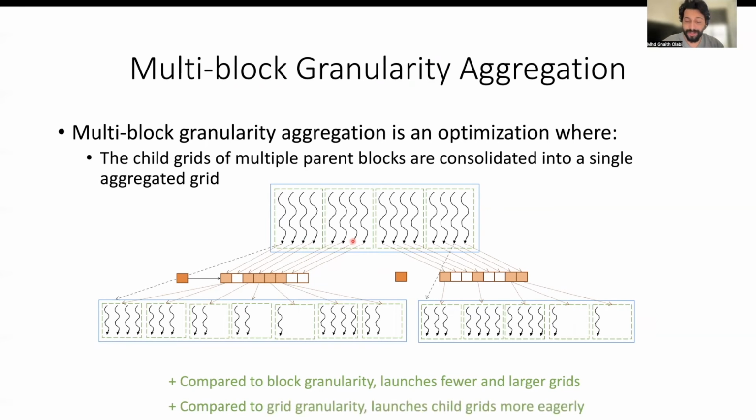When we compare it to grid granularity, this would launch the child grids more eagerly, because in this case we would not have to wait for all threads to consolidate their work. As soon as the 2 blocks finish consolidating their work, we do the dynamic launch, whereas with grid granularity, we would have to wait for all the parent threads to consolidate their work and then do the launch.